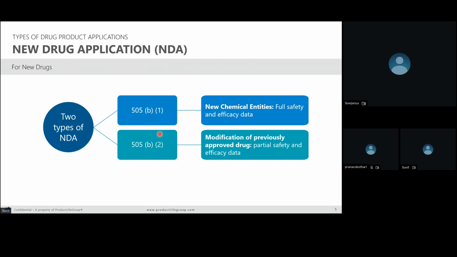Yeah, clinical trials are required in this. Not all, but a few, to prove the safety of the new version, new dosage form or new strength.